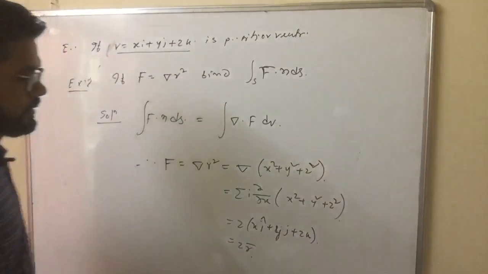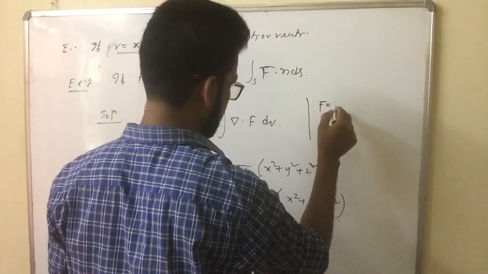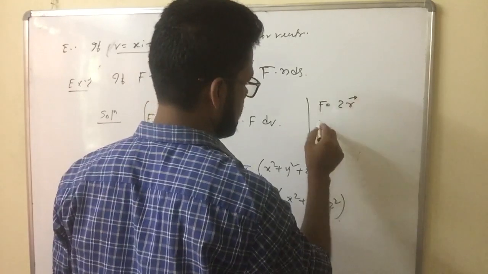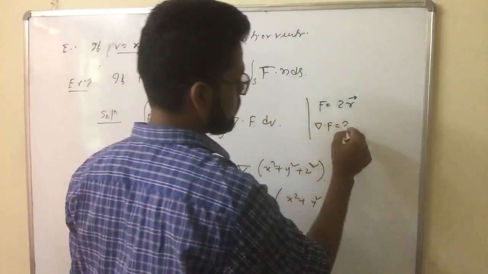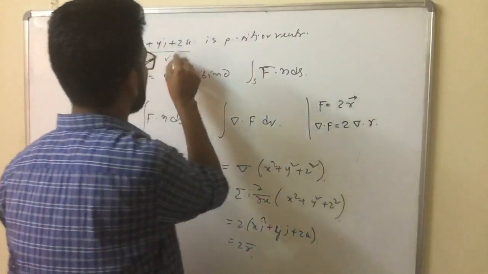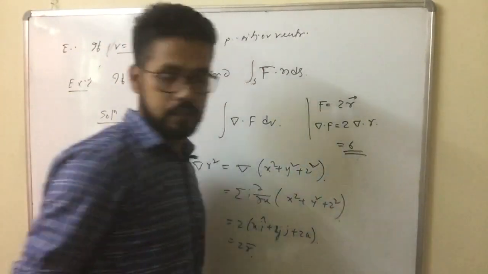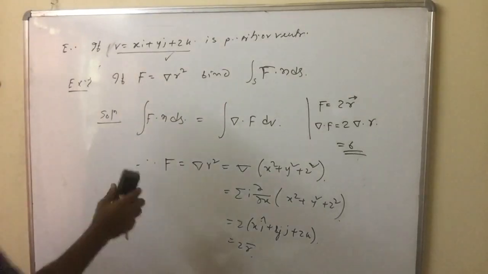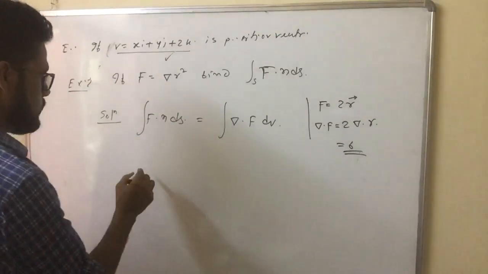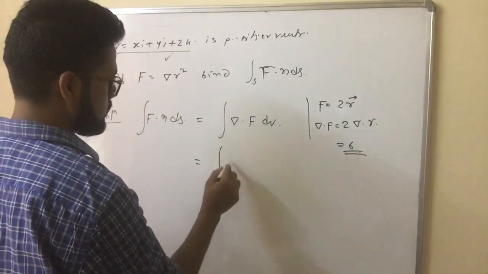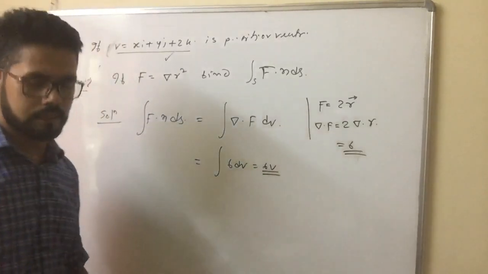Now F is equal to 2r. Then the divergence of F equals 2 times the divergence of r. The divergence of r was already calculated in the previous example. It will be 6. Hence the integral equals 6 dV, which is 6V. This is the answer. This question comes in the GATE exam.